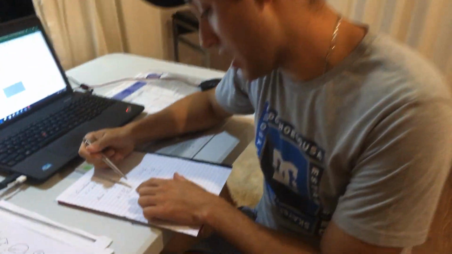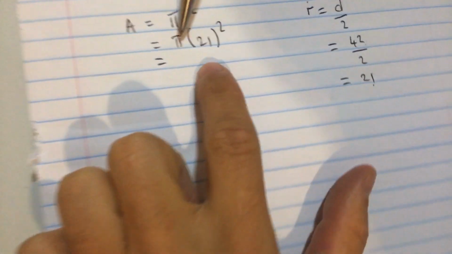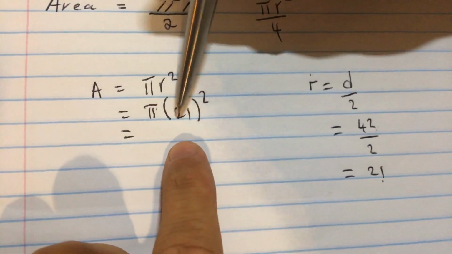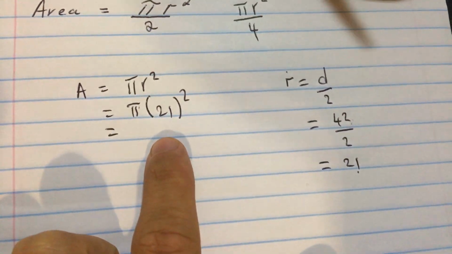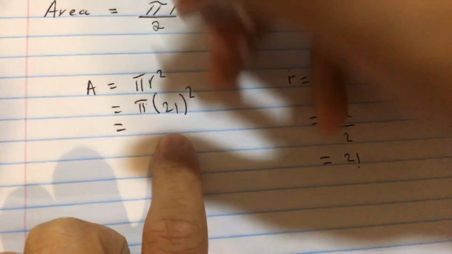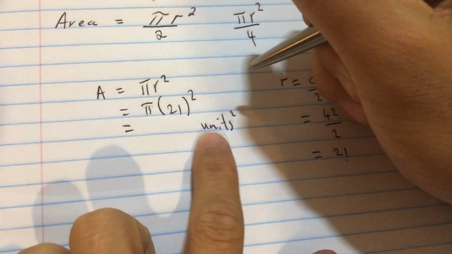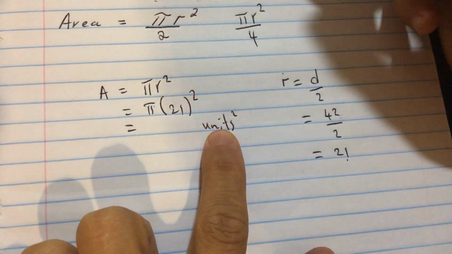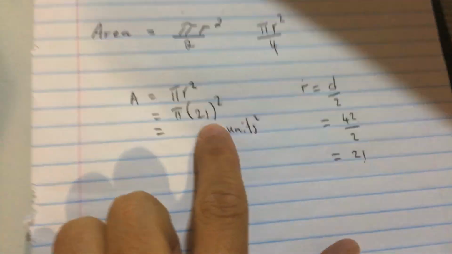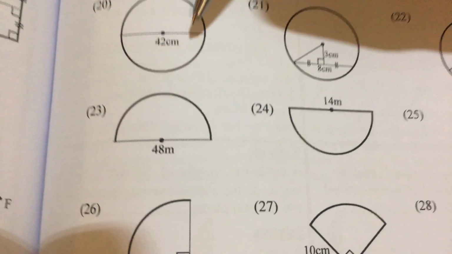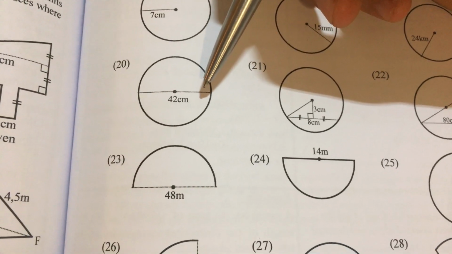I don't want your grade 9s to do that. You are going to go and work this out. Put in your calculators pi, open brackets 21, close brackets squared, and give me an answer. And remember, area is in units squared. So if it's centimeter squared, meter squared. Okay, so for this question, that 21, most of you would have put 42.